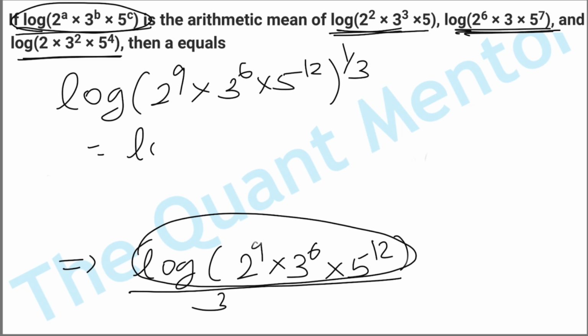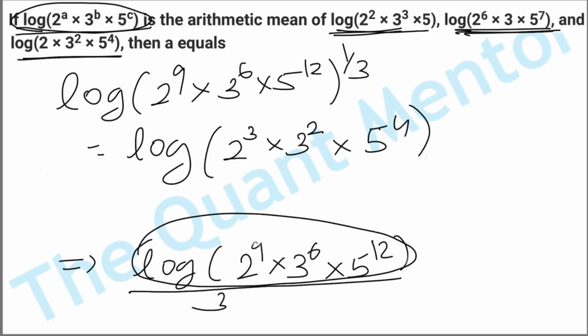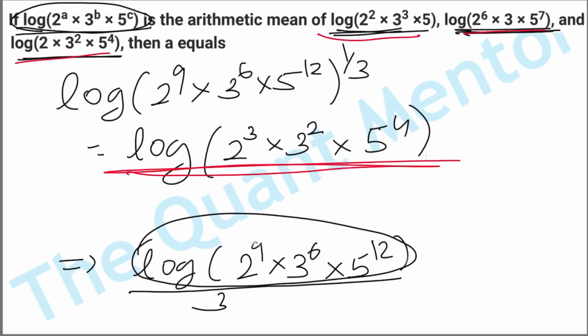So finally, we are going to get log of 2 raised to 9 raised to 1 by 3 is 2 raised to 9 into 1 by 3. That's 2 cube. 3 raised to 6 raised to 1 by 3 is 6 into 1 by 3. That's 3 square. Into 5 raised to 12 raised to 1 by 3 is 5 raised to 12 into 1 by 3. That's 5 raised to 4. So this here is the arithmetic mean of these three terms given here.